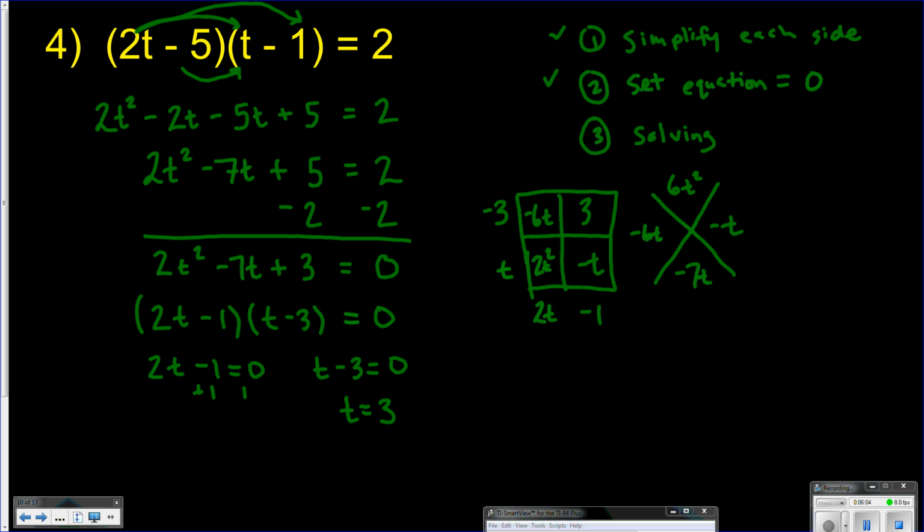This one we're going to have to add 1. 2t is equal to 1. Then make sure you divide by 2. Sometimes I see students making the mistake, they divide by 1, but that doesn't get your t by itself. You got to divide by 2. And we get t is equal to 1/2. So right now we're looking at our possible answers as 1/2 and 3. Let's check them now.